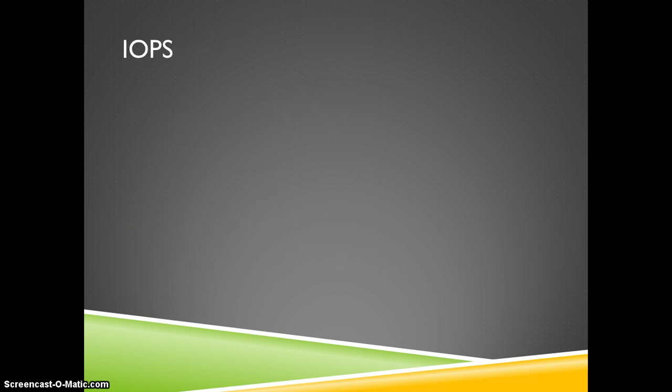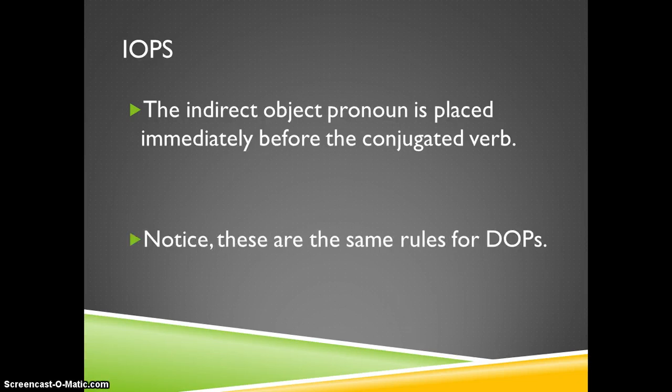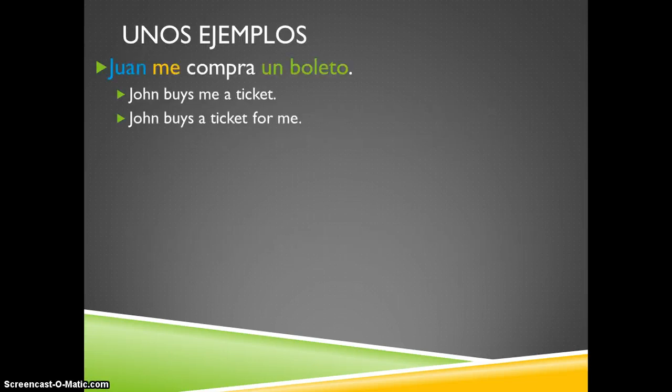Okay, so IOPs. In creating a sentence, the indirect object pronoun is placed immediately before the conjugated verb. Immediately before the conjugated verb. Now that should sound familiar because that's the same rule for DOPs. Alright, so here are some examples.